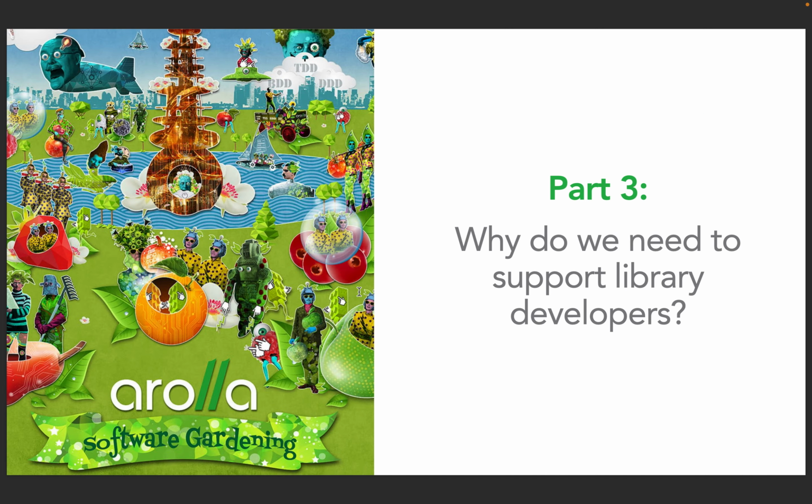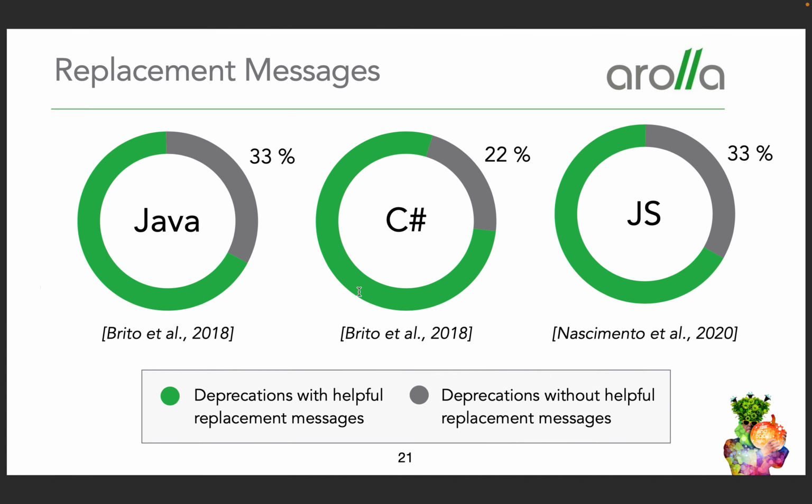So finally, okay, we have these nice transformation rules, we have this very cool technique. So why do we still need to support library developers? Well, in fact, there were studies that show that in many cases developers introduce deprecations poorly. First, developers often miss the opportunity to deprecate methods. But also, even when they deprecate, they often don't provide meaningful replacement messages. They do not write any deprecation warnings or comments that contain information about what is the replacement for the obsolete functionality.